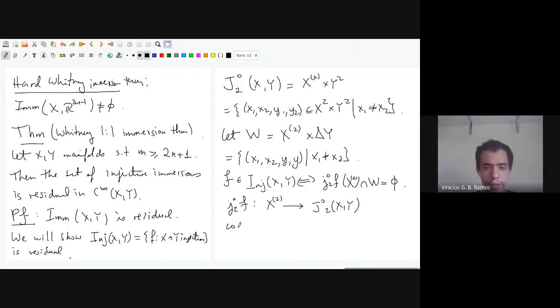And then now notice, what is the codimension of W? The codimension of W is the same as the dimension of Y, because on this part here you have everything, and on this part you have the diagonal of Y inside of Y squared. But the codimension of W, which is the dimension of Y, is greater than or equal to 2n plus 1. And that's greater than 2n, and 2n is the dimension of the domain here, because this is an open submanifold of X squared.